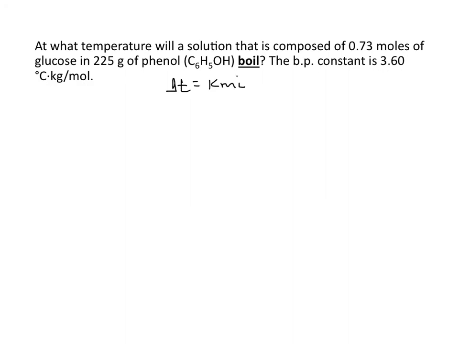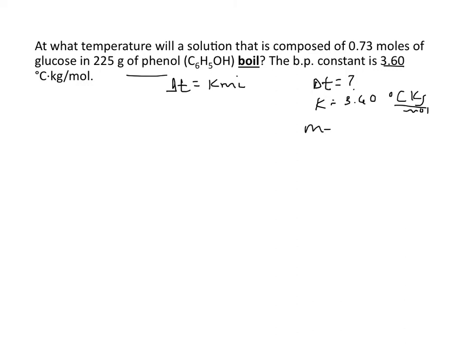So we know that we're going to be utilizing this equation. Just like we've done in previous examples, delta T, we do not know; this is one of the things we're solving for. K, we've been given. Notice that this is the boiling point constant associated with the solvent. In this case, our solvent is our phenol, right? Because that's the solvent for the solution that's been created.